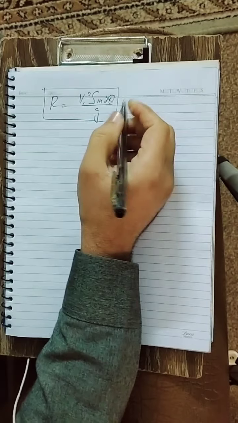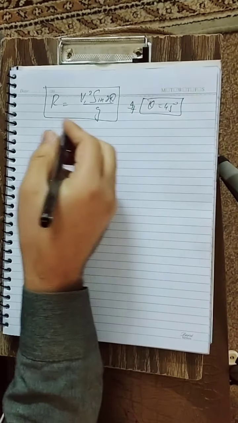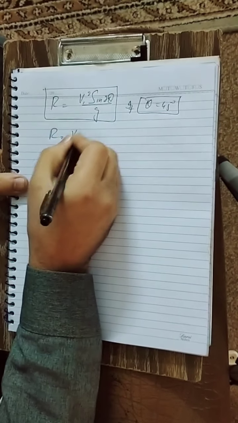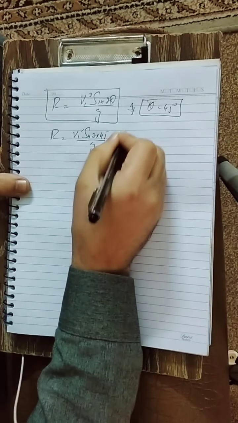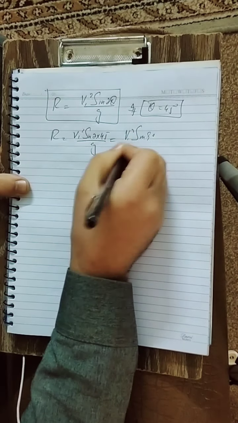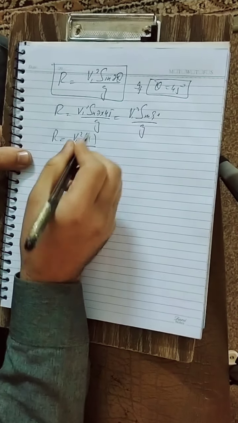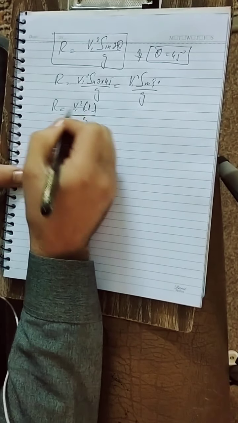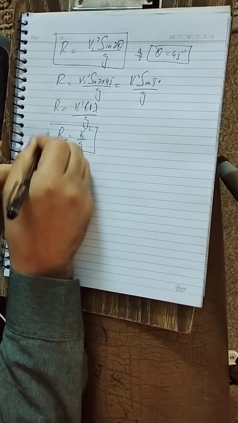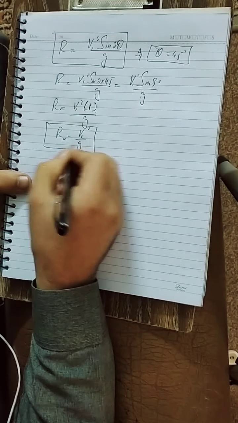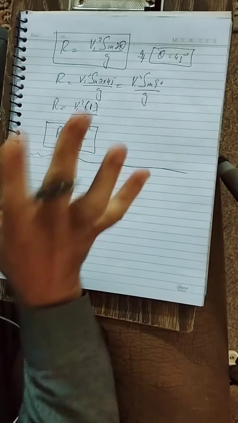Now if I put theta as 45 degree here, putting this value here, sine 2 into 45 divided by g. So 2 into 45 is actually 90 degree, and sine 90 is the maximum, 1. So if the sine gives the maximum value, this range will also be the maximum range. So this is the maximum range of projectile. The range of projectile will be maximum at 45 degree only. Remember that.